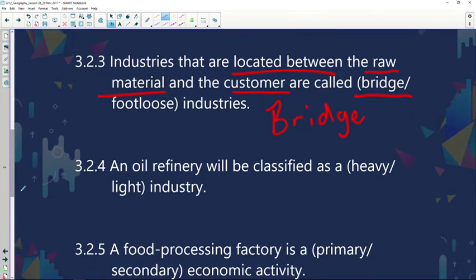An oil refinery will definitely be classified as a heavy industry. Where do you find your light industries? Usually just around your CBD. Where do you find your heavy industries? Usually on the outskirts, close to the rural areas, because they need to be close to very important transport networks, and they need to be far away from residential areas because of the amount of noise pollution and air pollution they can create.